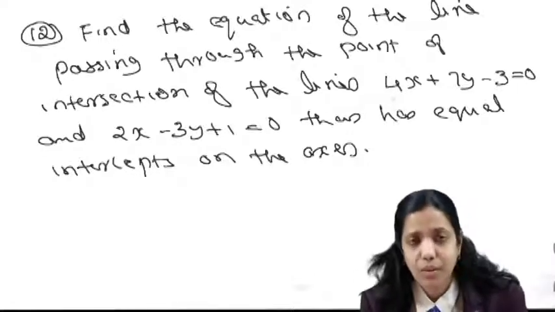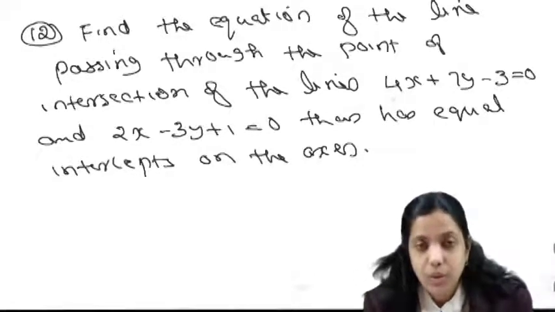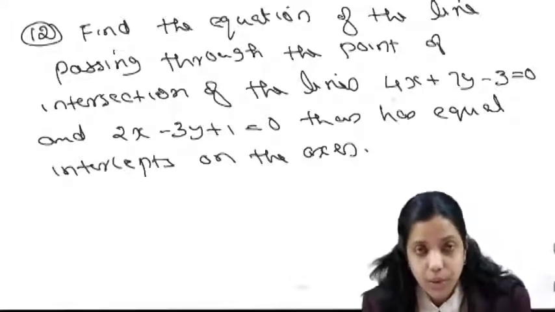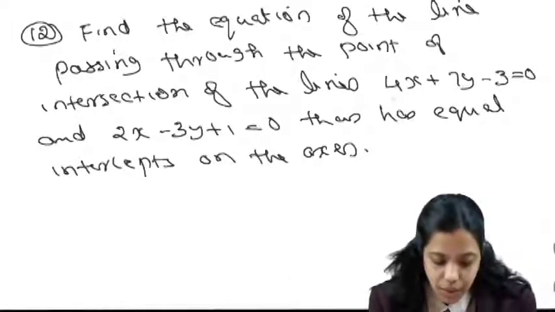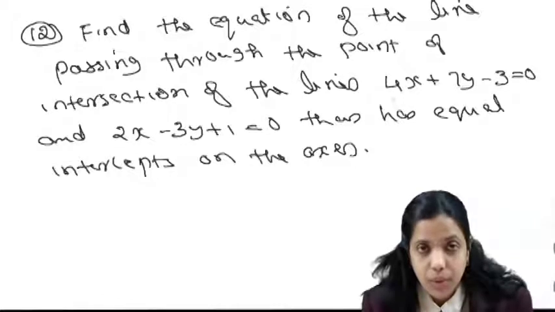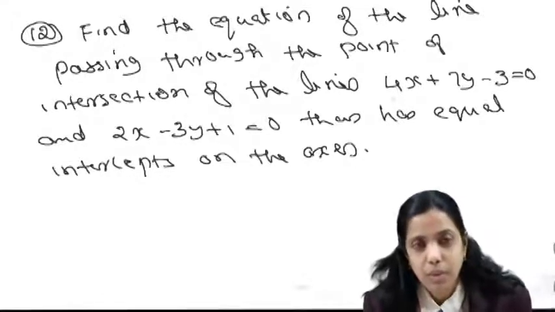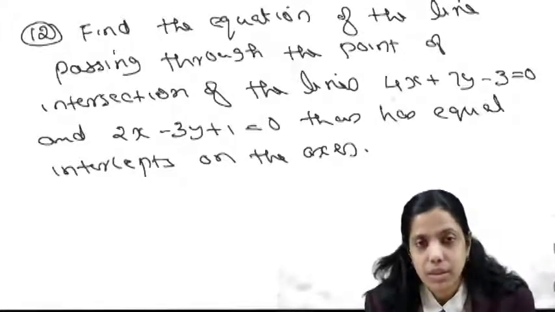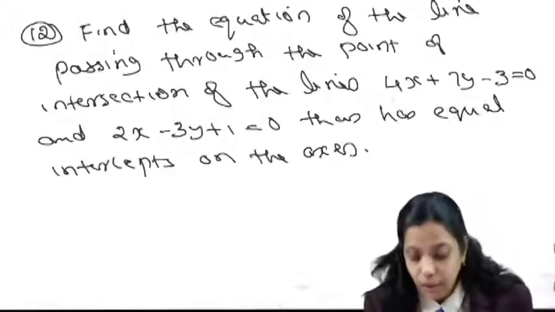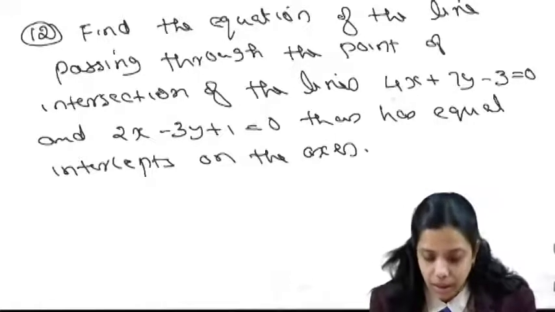Okay, so how can we find the point of intersection when two lines are given? The equations of the two lines are given. As we know, we can solve those two equations. We can consider it as a system of equations and adopt any one method, like substitution or elimination, and solve the equations.